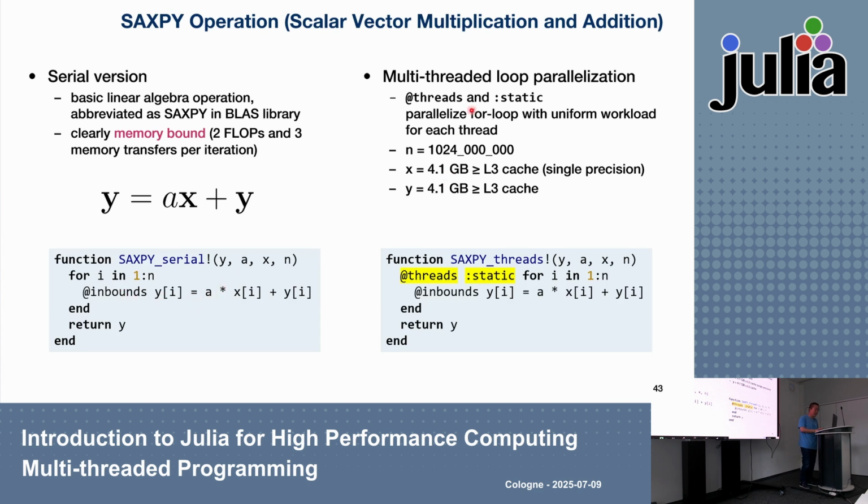And for multi-threading, the task is very simple, just to make this for loop multi-threaded. To do this, you can just put @threads in front of this for loop, and then basically your programming task is done. Here, this static is to just schedule the, let's say, the tasks and the threads in a static manner.